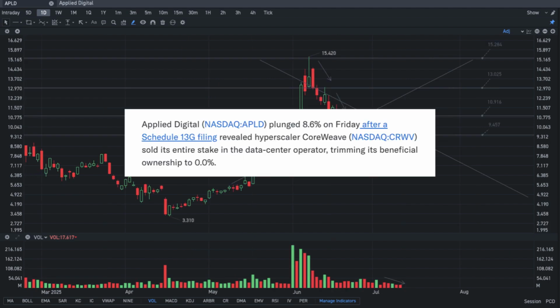On June 10th, a Form 13G filing showed that CoreWeave had completely exited its ownership in Applied Digital. The filing confirmed that CoreWeave's beneficial ownership had fallen to 0%. APLD stock has subsequently continued to fall. Investors seem to be questioning whether this huge contract can really bring the promised benefits or even whether it can remain stable.